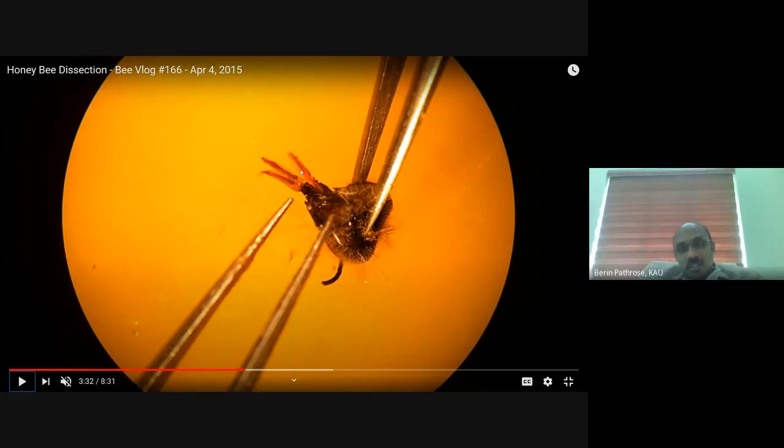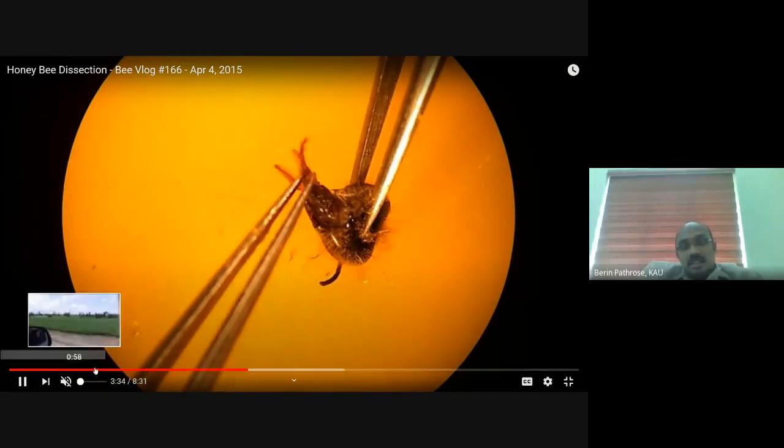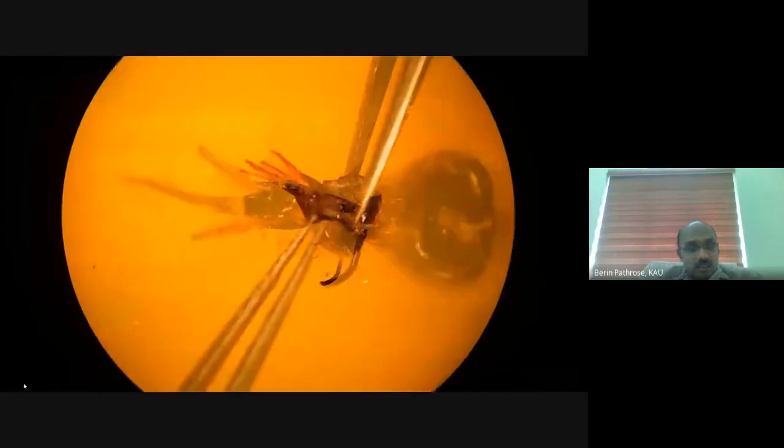See the glossae, see the galea which is expanded. There will be labial palpi over here which form the elongated structure. See this. Yes, now you can see it over here. See, this is the galea. You can see the small maxillary palpi over here. This is cardo. This is stipes.